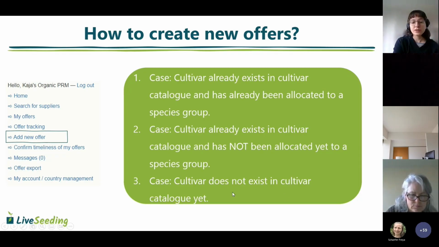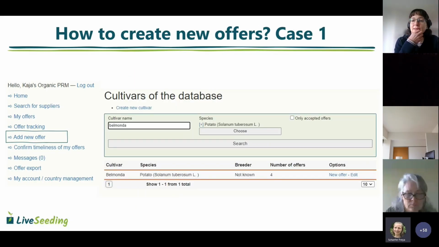And in the third case, the cultivar that you want to offer does not exist in the cultivar catalog yet. So then you will first need to create the cultivar and then place your offer. And now I will show you how each of those 3 cases looks like in the database. Kaya, there's a question in between.